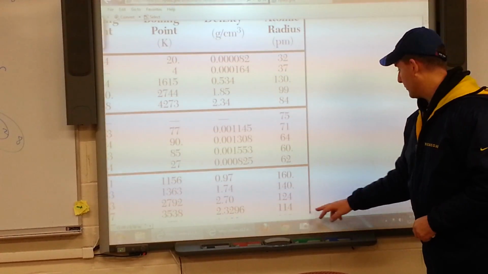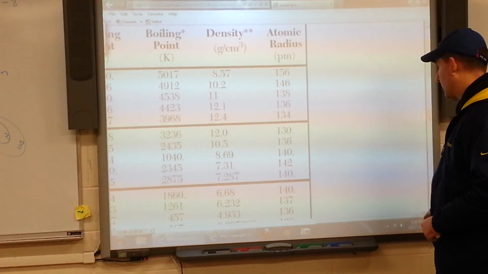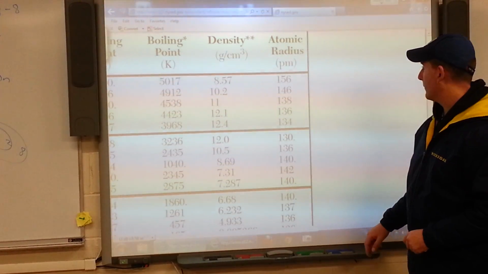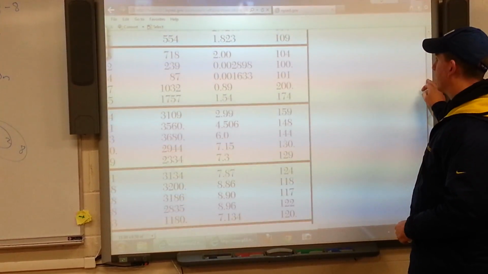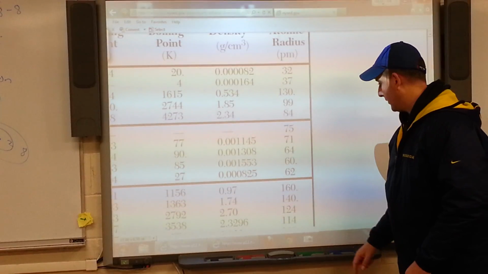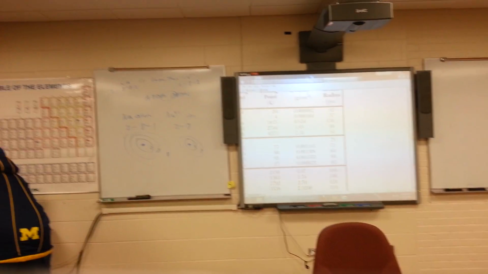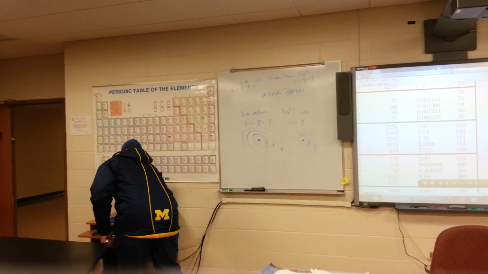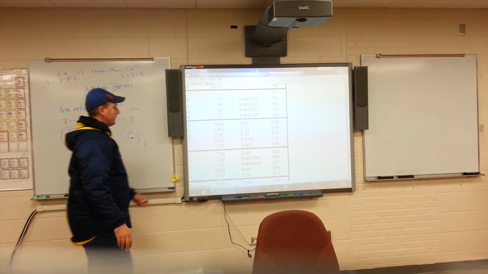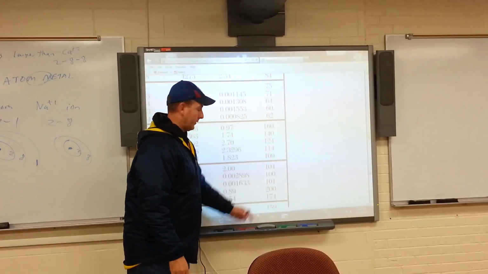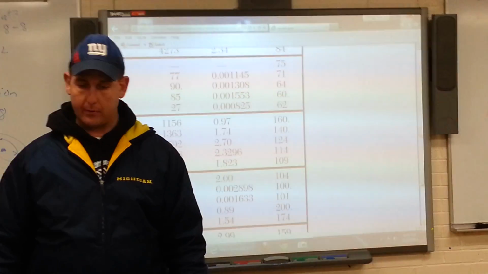And 160, 140, 124, 114. All right, so you can see it's going down. So the atomic radius is decreasing as you go from left to right. 160 down to 100. It's decreasing. All right, so we're going to draw a decrease arrow for atomic radius.